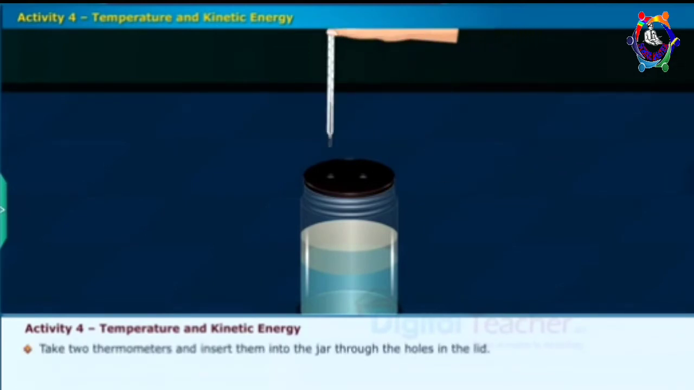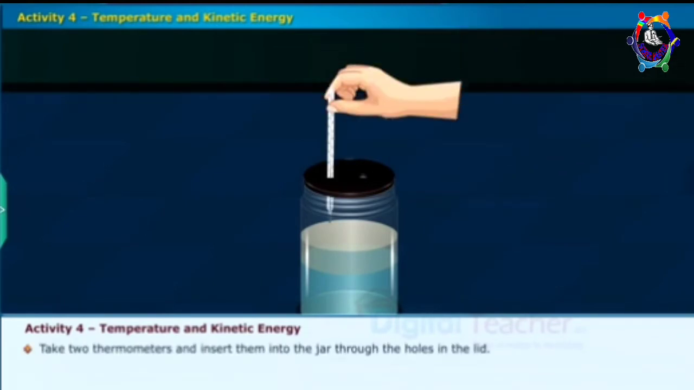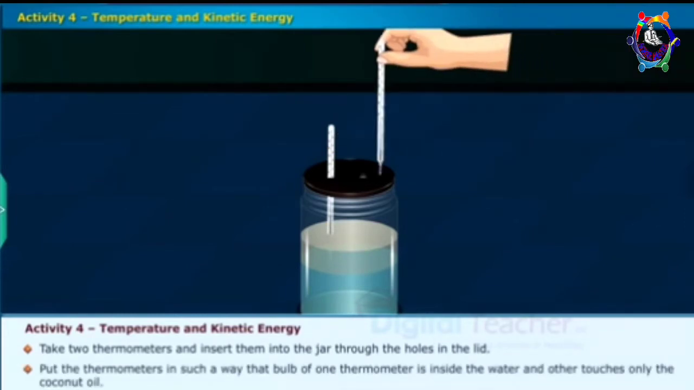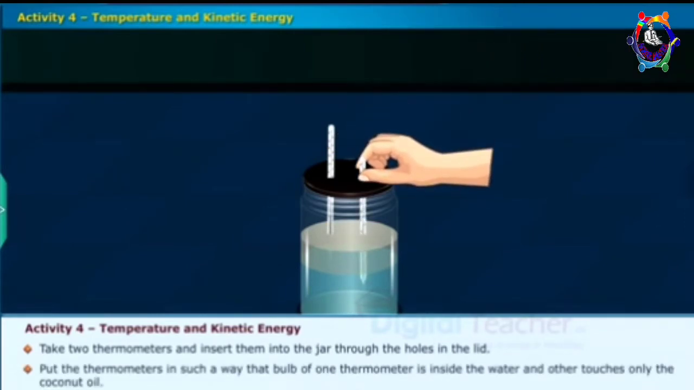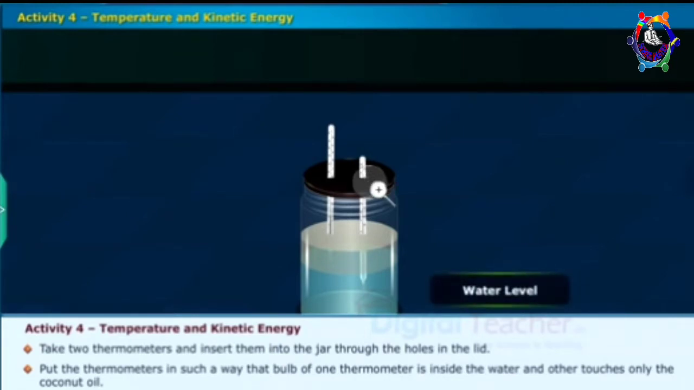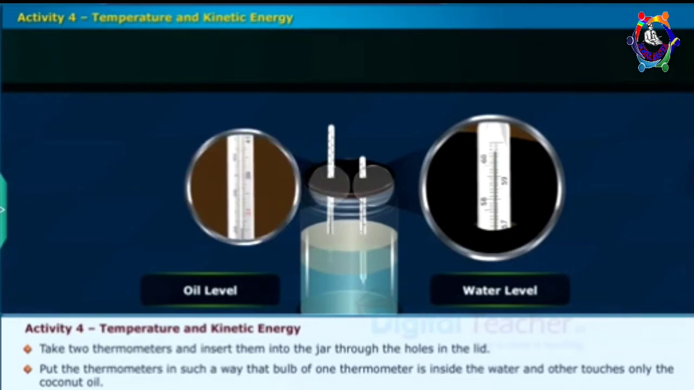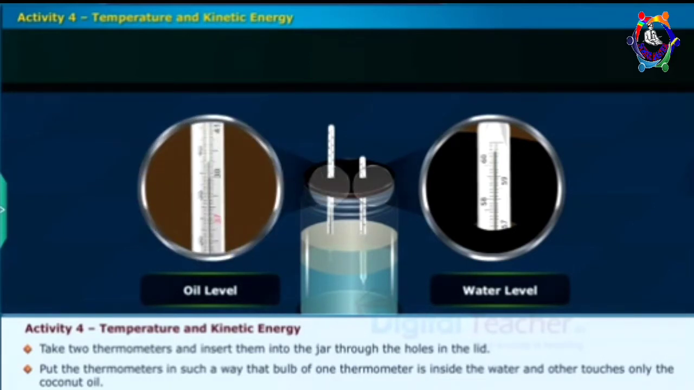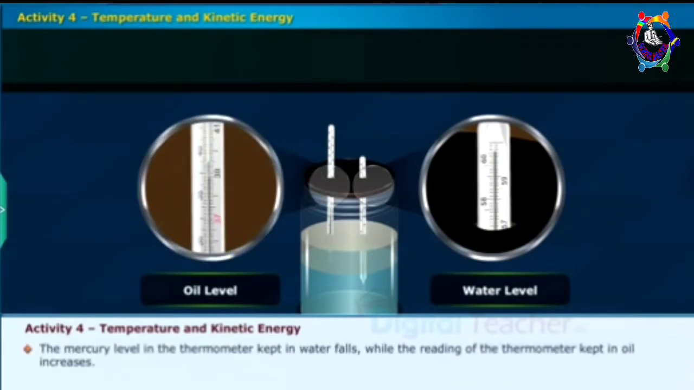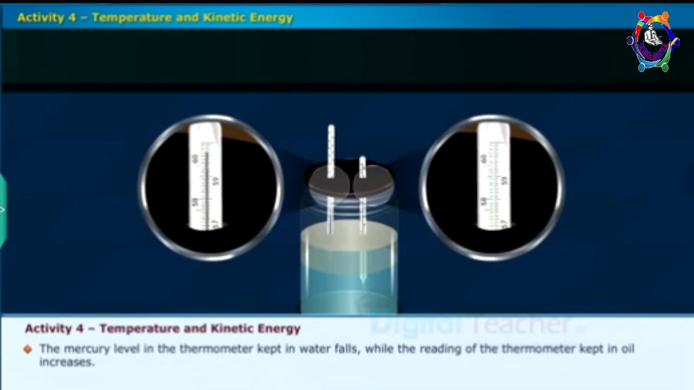Take two thermometers and insert them into the jar through the holes in the lid. Put the thermometers in such a way that bulb of one of the thermometer is inside the water and the other touches only the coconut oil. Now note the readings of both the thermometers. The mercury level in the thermometer kept in water falls, while the reading of the thermometer kept in oil increases.